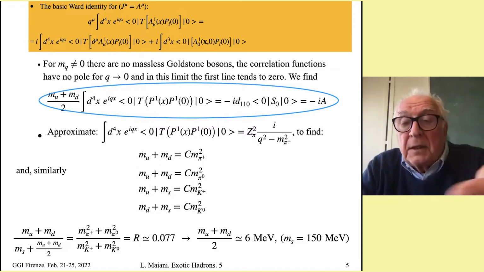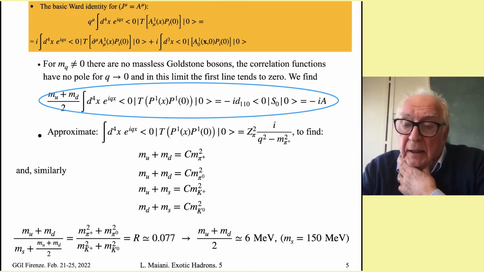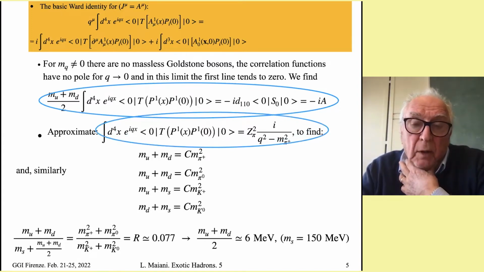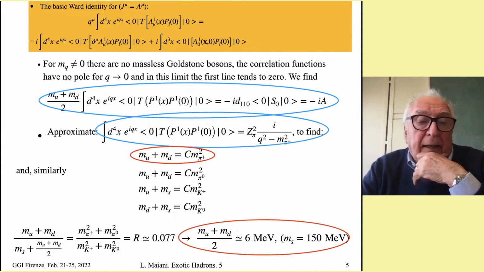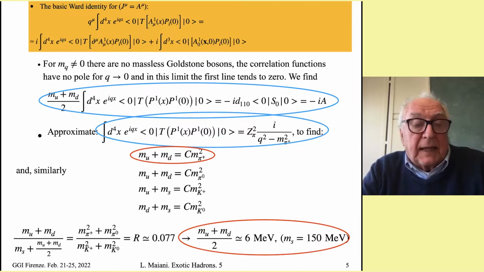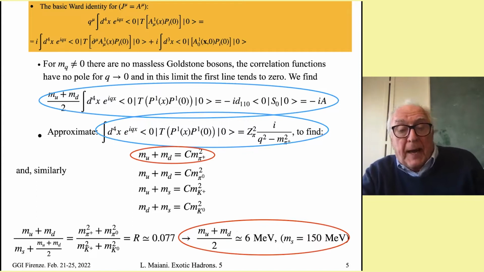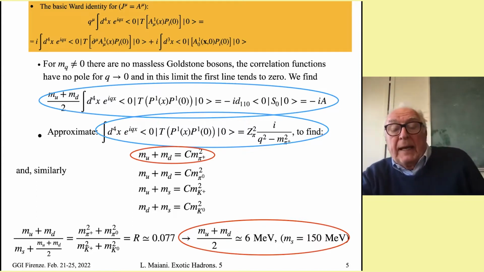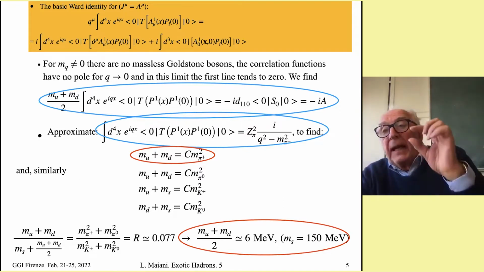And you can repeat this for the other currents and for the other mesons, eliminate the constant, and you get a wonderful relation, which is the ratio of quark masses, m up plus m down, divided by the mass of the strange plus m up plus m down over two, is just the ratio of a certain combination of the square masses of the pseudoscalar mesons, pi and K. And this ratio is numerically 0.077.